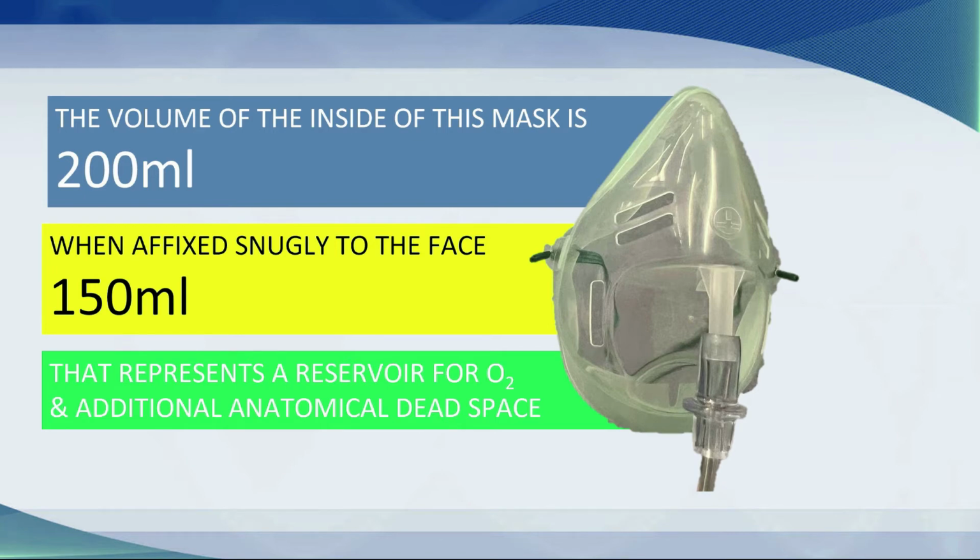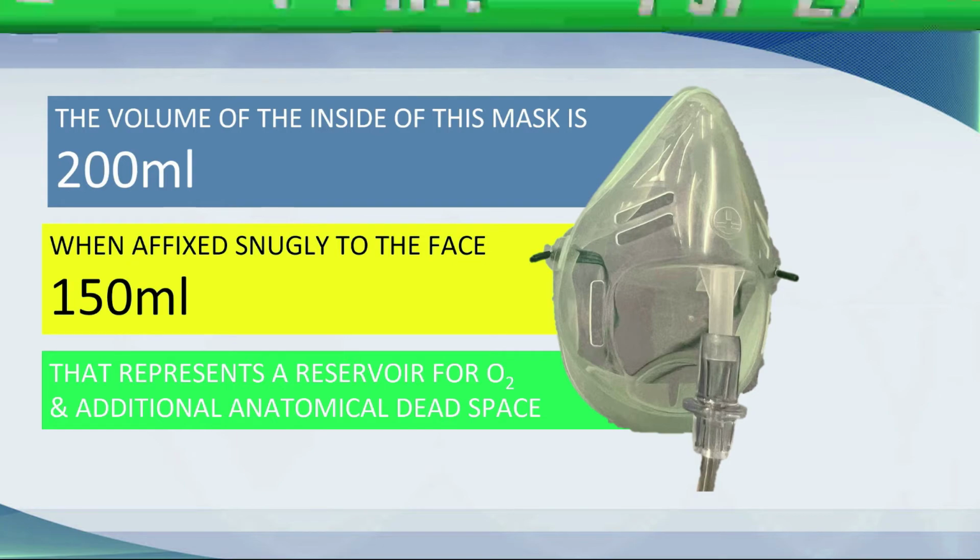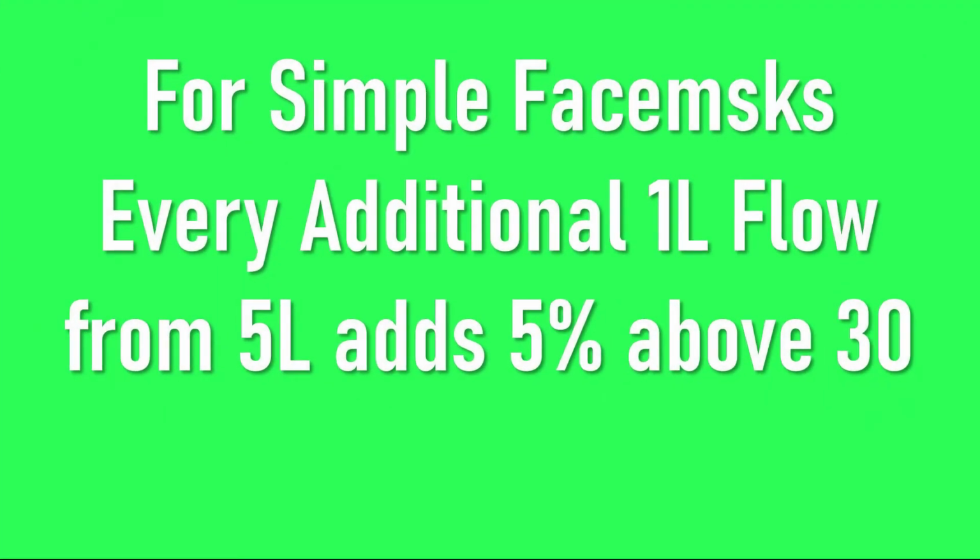And that's why the base flow that you use with face masks needs to be a lot higher than with nasal cannulae. With nasal cannulae, you can start with 1 liter, but with face masks, you really have to start with 5 liters. So let's look at the rule of thumb for face masks.